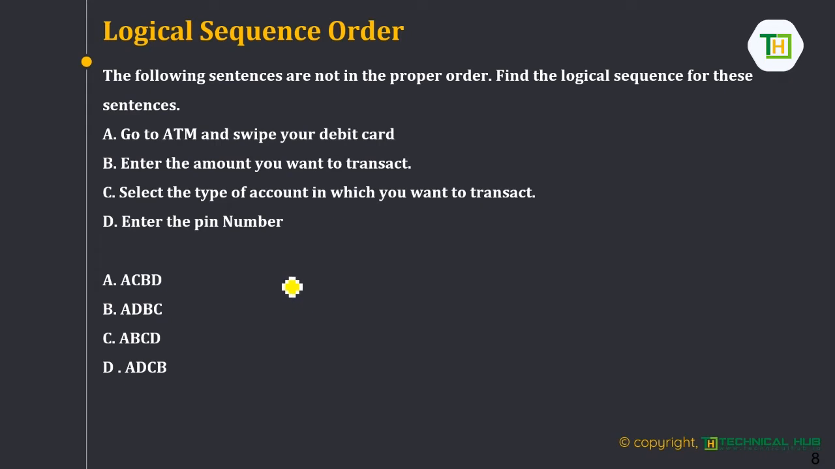Okay. So first of all, which sentence is taken here? So first, go to ATM and swipe your debit card. You go to ATM and swipe your ATM card or debit card. So the first one, you go to ATM and swipe your debit card. So the first one is A. After that, select the type of account.